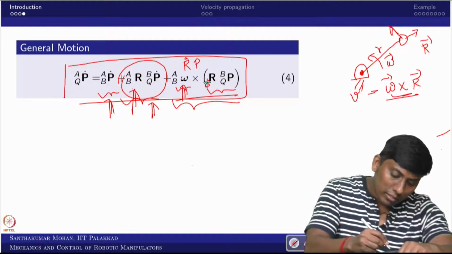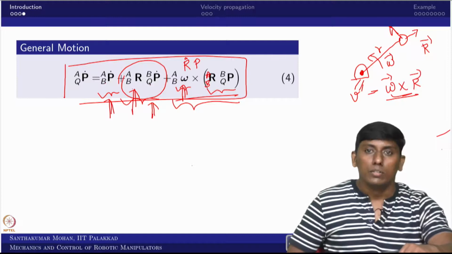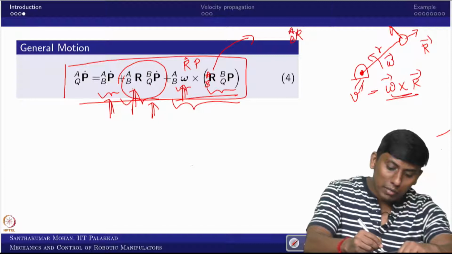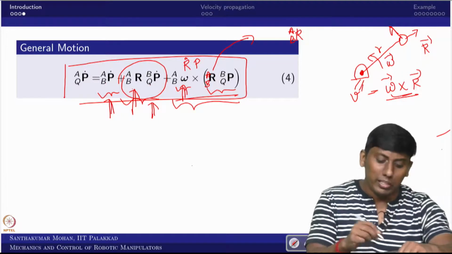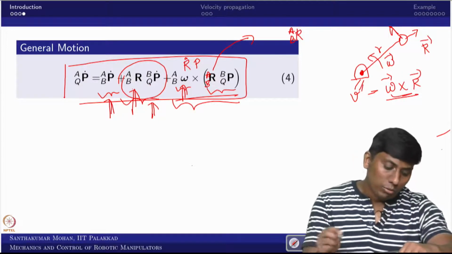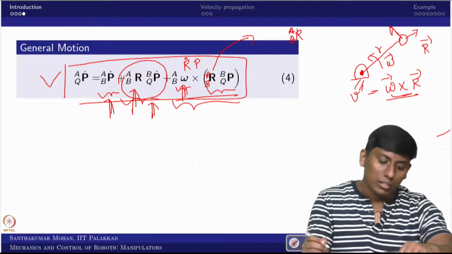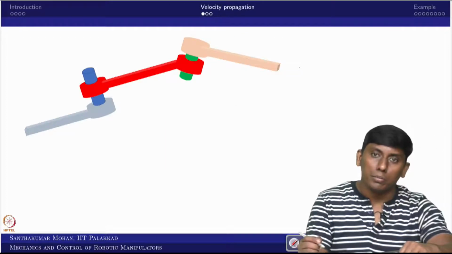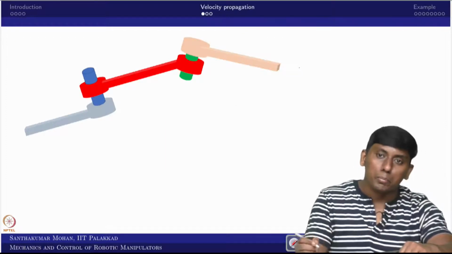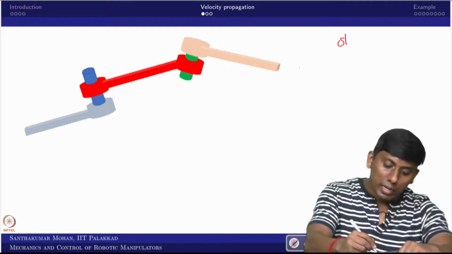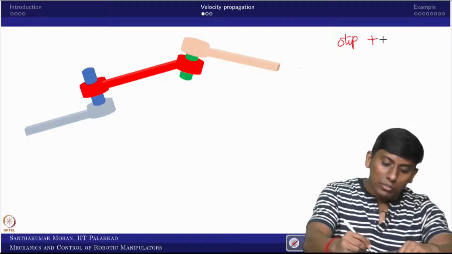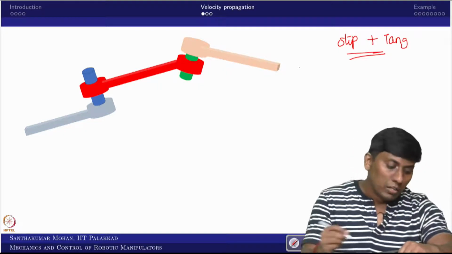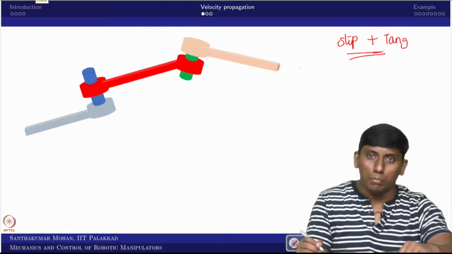So here I should write this, okay. Whatever I have written is the rotation matrix of B with respect to A, that you please remember. I missed that syntax here. Now you can see this is the general motion, which we are going to use further and further, because we are going to talk about velocity propagation, right? You should remember there will be a slip velocity plus a tangential velocity. These two components should be known. So let us come to the velocity propagation stage.